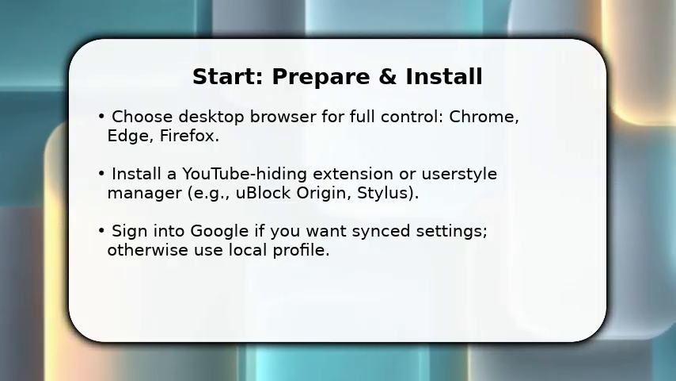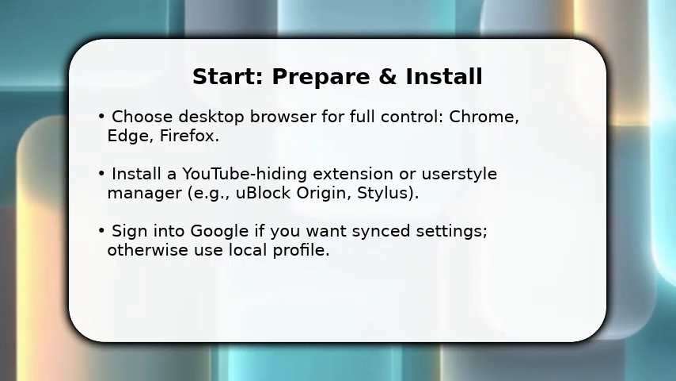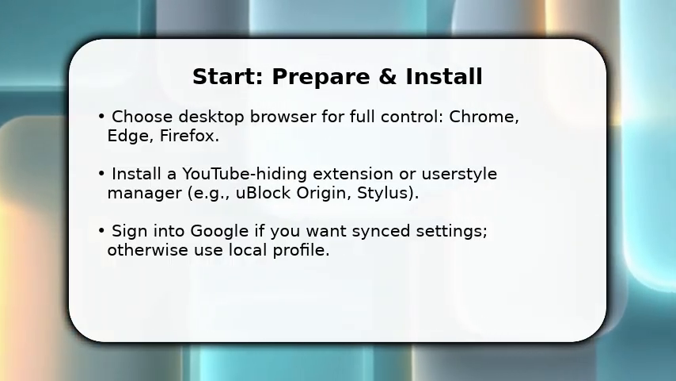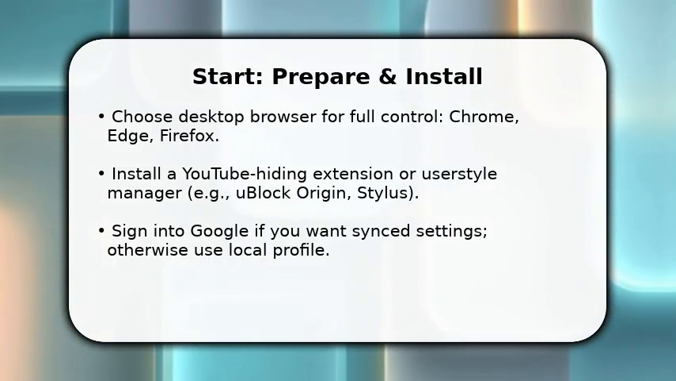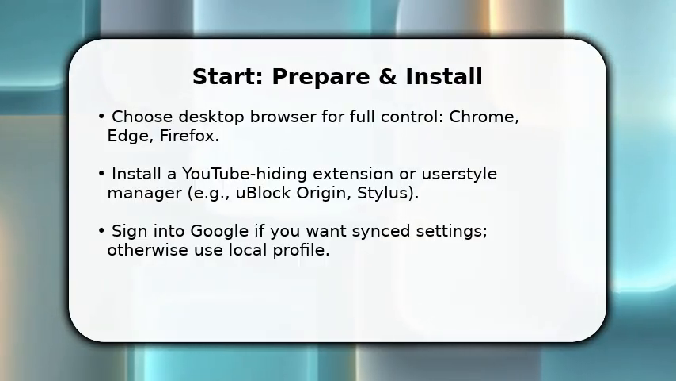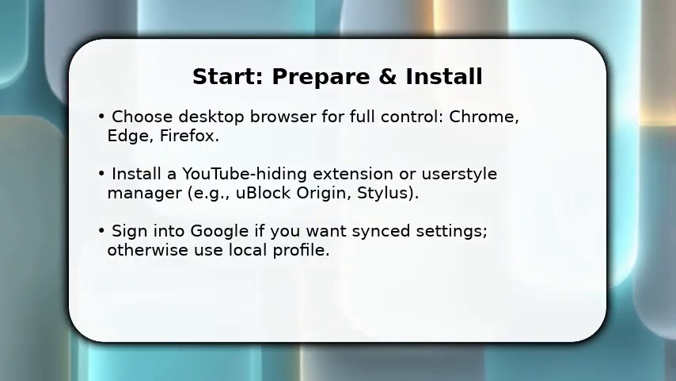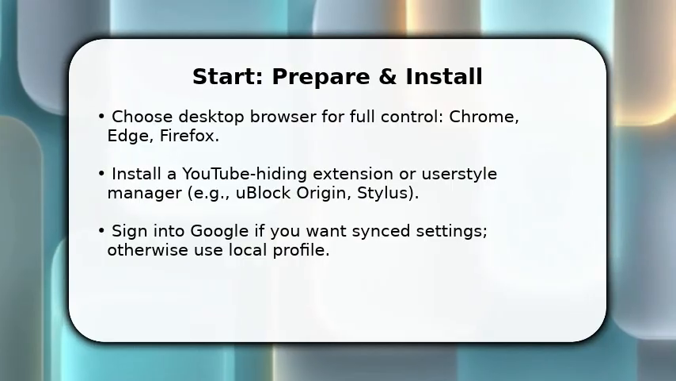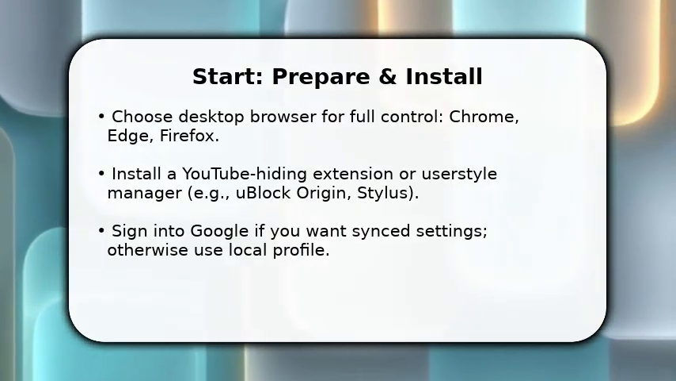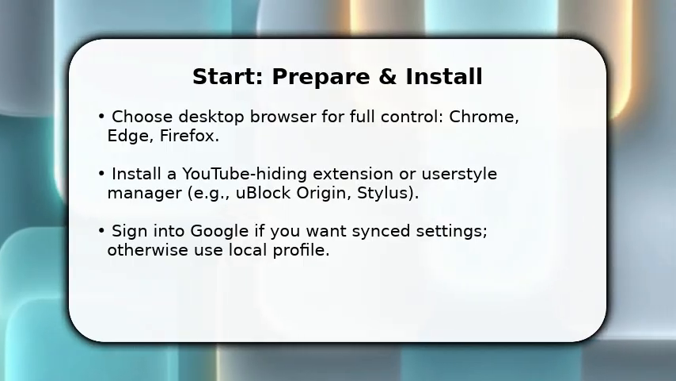You start by picking the desktop browser because it gives immediate access to extensions and filters. Once chosen, install a content blocker and a user style manager so you can remove UI elements. Make sure you sign into Chrome or Firefox only if you want synced rules. Otherwise, use a separate local profile to avoid affecting other accounts.